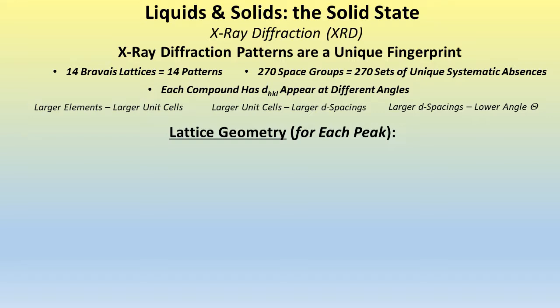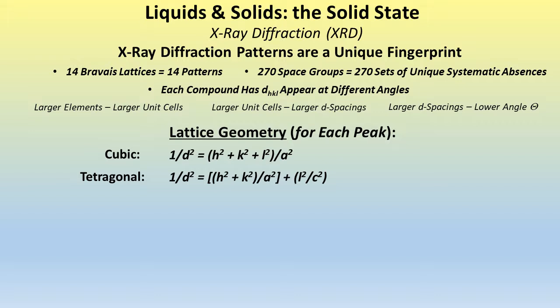If you have a cubic cell, for each peak, 1 over d squared is equal to h squared plus k squared plus l squared over a squared, where you have a cube, so a equals b equals c. For a tetragonal unit cell, where c is no longer equal to a and b, 1 over d squared is equal to h squared plus k squared over a squared plus l squared over c squared. For a hexagonal unit cell, 1 over d squared is 4/3 times h squared plus hk plus k squared over a squared, plus l squared over c squared.